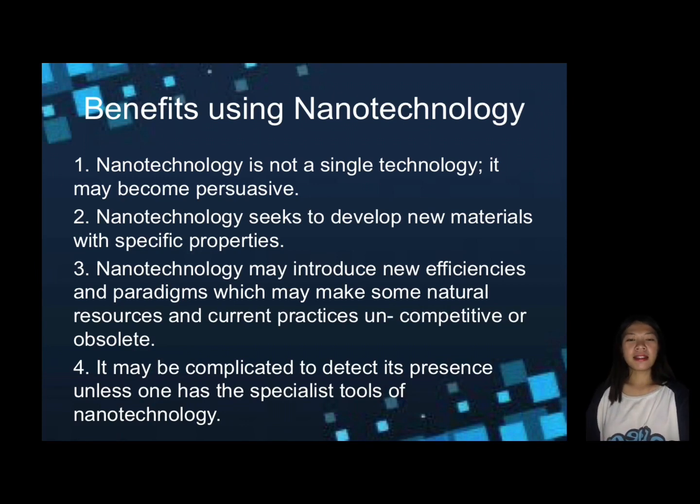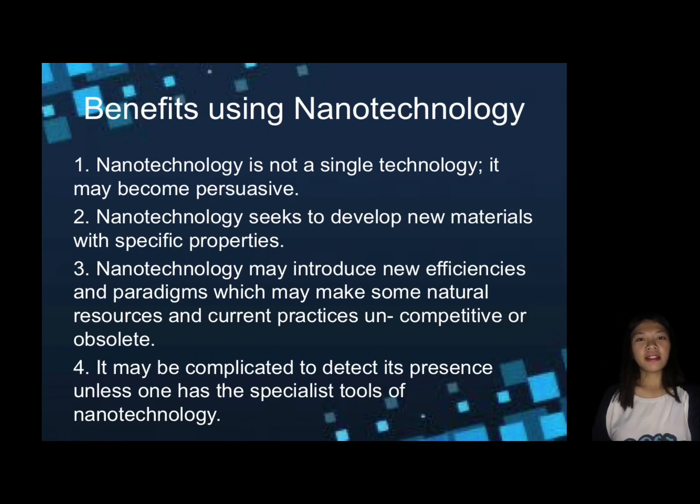And the second is nanotechnology seeks to develop new materials with specific properties. So, ang nanotechnology allows us to manipulate matter at the atomic and molecular level, enabling us to create materials and structures with unique properties and functionalities that are not found in nature.